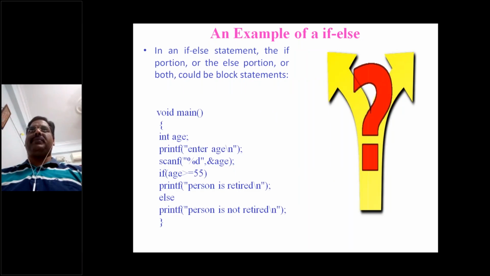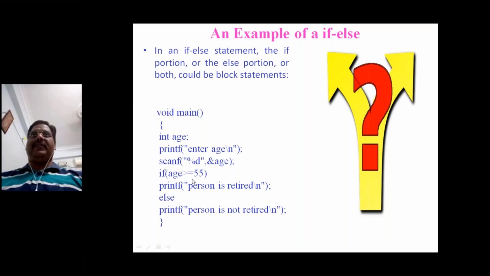An example of an if else statement: void main, I'm going to take age as a variable. Enter the age is printed on your screen. Then with scanf, I take in the age value, passed on your command prompt. So, if age is greater than or equal to 55, and this condition is true, then it will do printf person is retired. Else, if the condition becomes false, then it will print person is not retired.